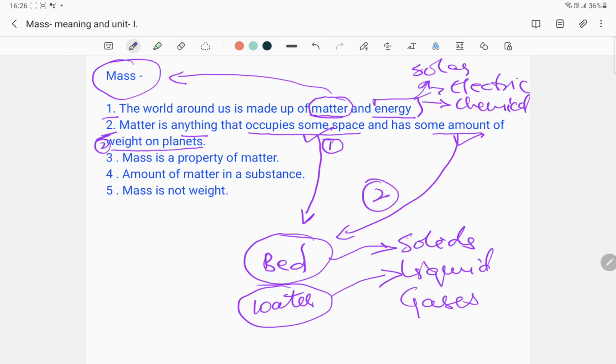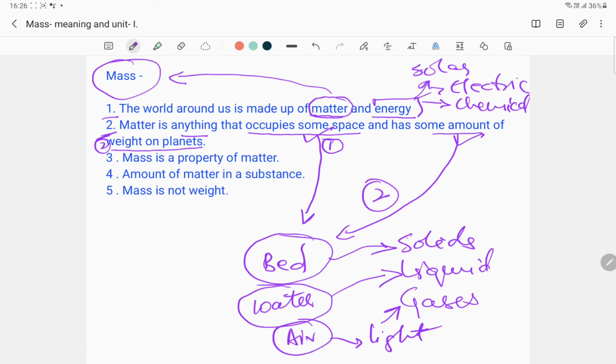And similarly, your room is full of air, and air occupies space. It is occupying the whole of the so-called empty space in your room. And does air have some weight? Well, air definitely has some weight, but air is very light. It is not a heavy state of matter. And what is air? It's the gaseous state of matter.